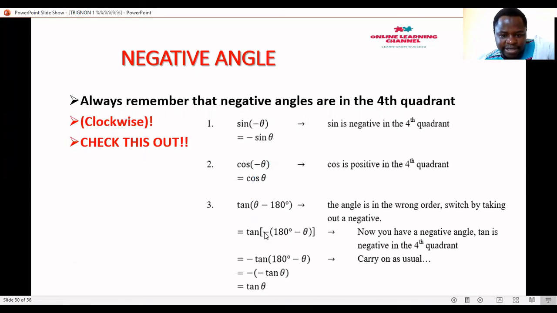So suppose you're given tan(theta minus 180 degrees), you start with an angle here. You just take out the negative, then you will have tan of negative(180 minus theta), so you take out the negative, it will be negative tan(180 minus theta). So 180 minus theta is also a negative tan theta. So negative and negative is positive tan theta.